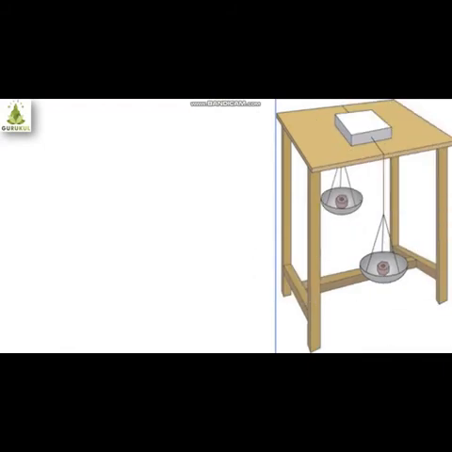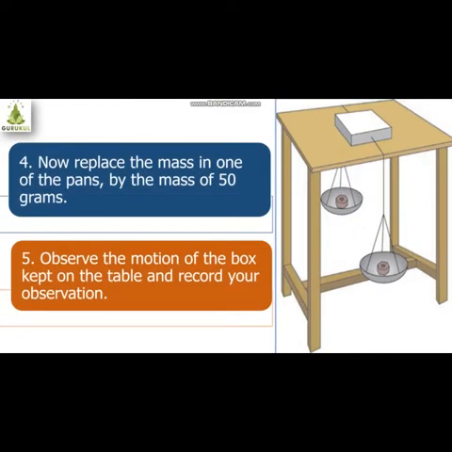Next, what I will do? Now replace the mass in one of the pans by the mass of 50 grams. See, initially 10 grams I have added to the weighing pans. Now in one of the pans I will remove the 10 grams and I will add 50 grams. Initially the same mass was there. Now the mass is not equal. Please notice this. Then observe the motion of the box which is kept on the table and record your observation. Then we have to see the motion of the box, where it goes. I hope the procedure is clear.